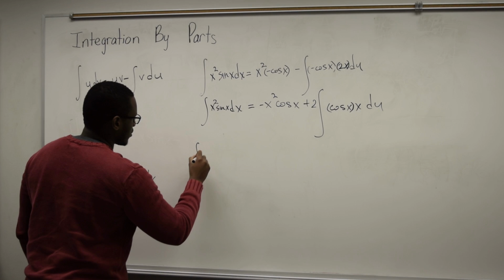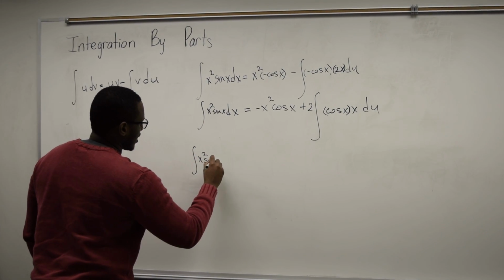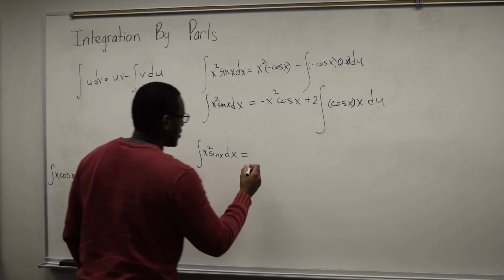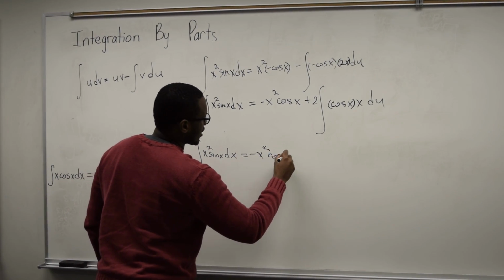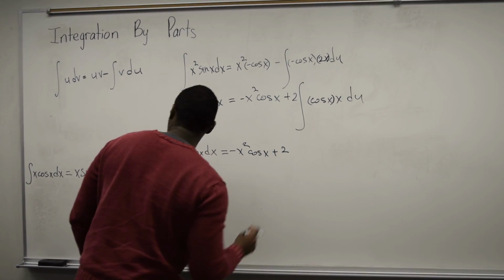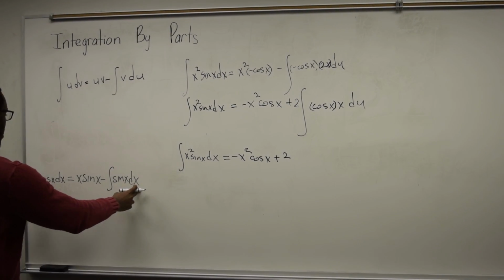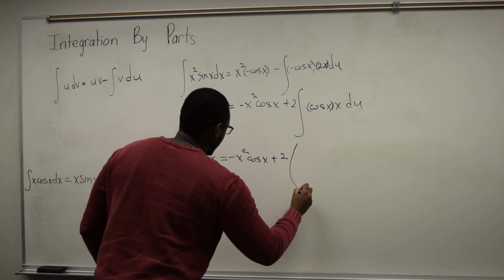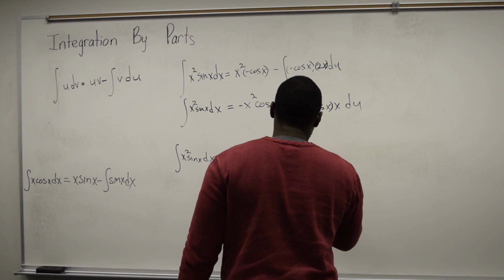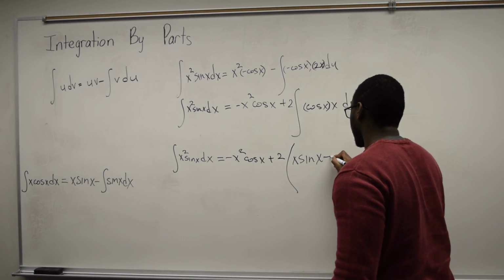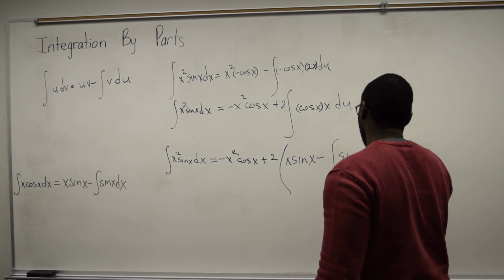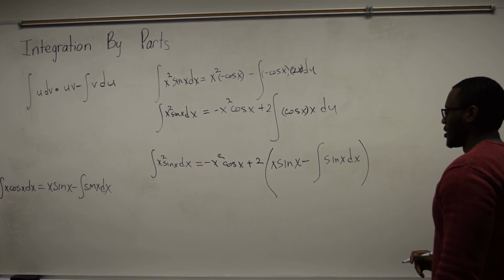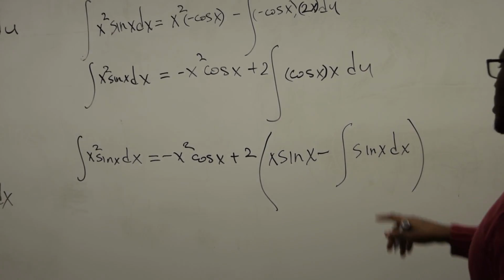So the integral of x squared sine x dx, which was our original problem, is now going to equal negative x squared cosine x plus 2, and now we're going to substitute this section that we just solved out for, because it's the same thing as what's over there. 2 times x sine x minus the integral of sine x dx. And so now we're left with this expression. And now it's easy for us to evaluate the integral of sine of x.